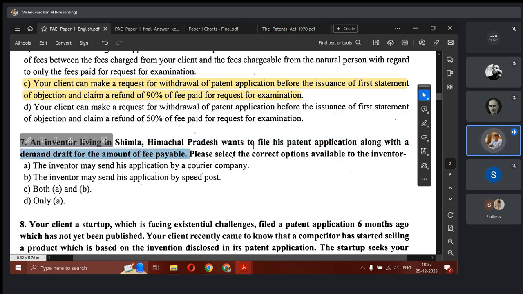Okay, so he wants to file the application and he's going to pay a DD now. Please select the correct options available to the inventor. The inventor may send his application by a courier company. The inventor may send his application by speed post. Look at what kind of rubbish questions these are.